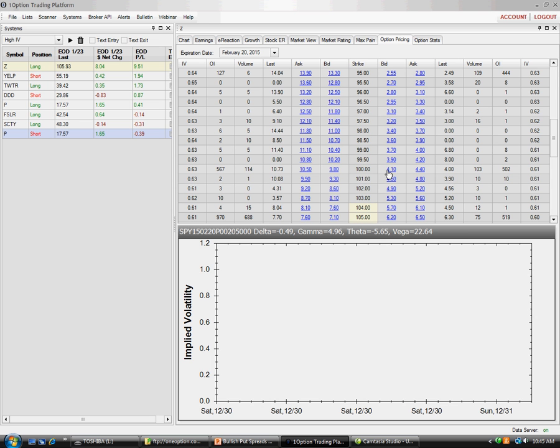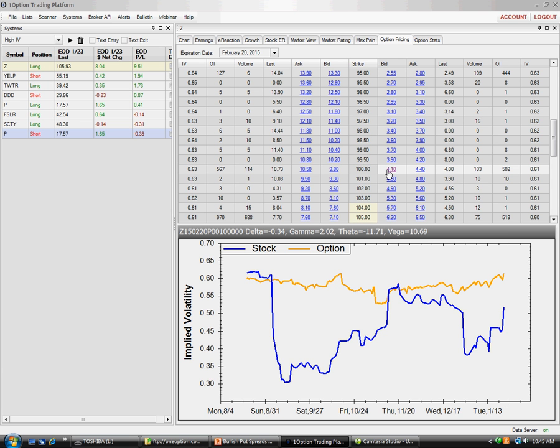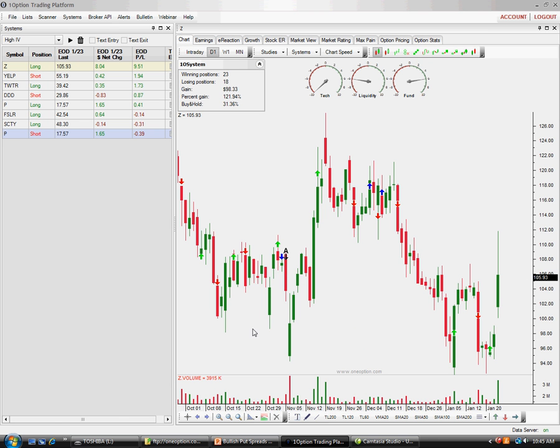Let's take a look and let's see what those option implied volatilities are like. And yes, this stock moves around, so they're at 60. Now I had mentioned to you in the first video that we don't want newsy stocks. We don't want biotech stocks that have FDA approvals coming up. This stock is just naturally volatile.